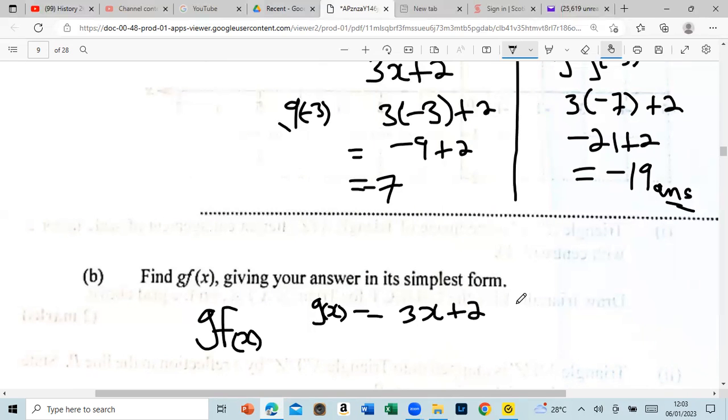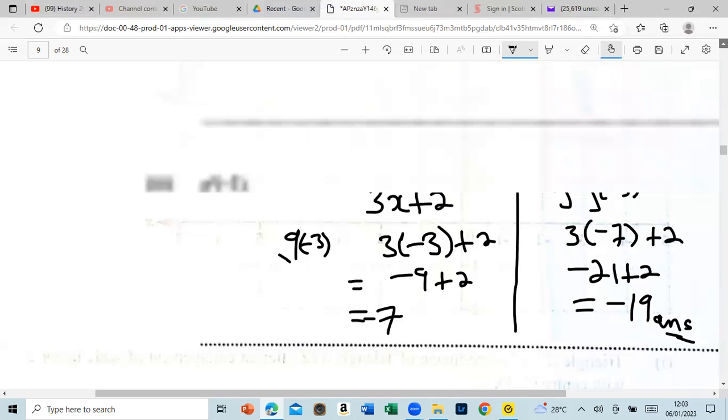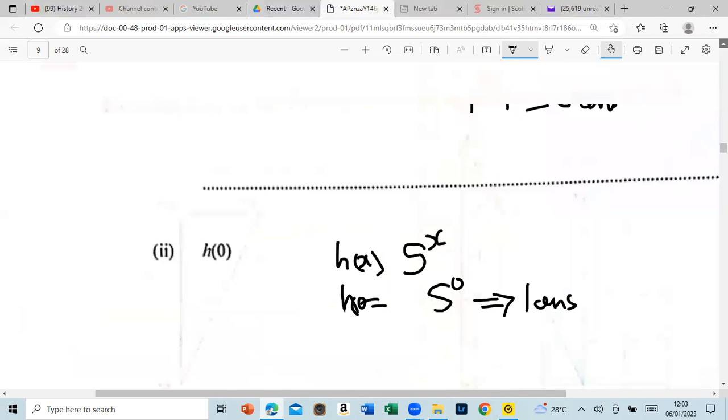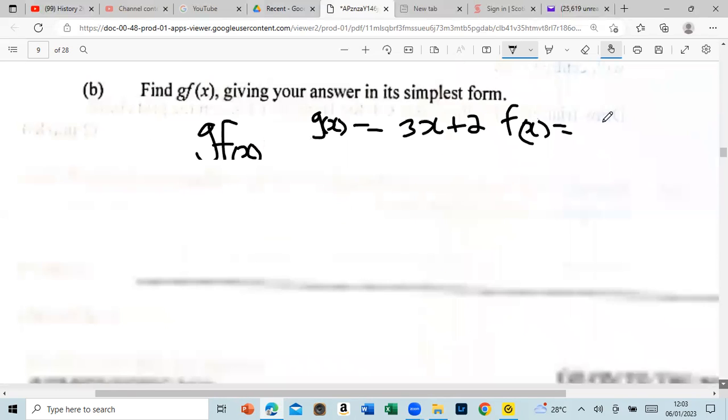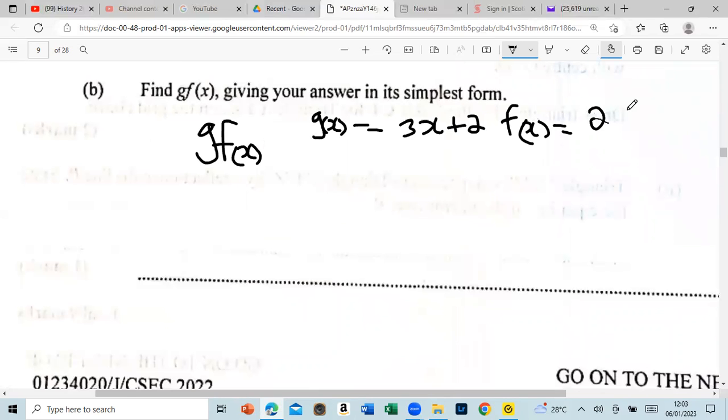Let's see what f of x was. F is 2x minus 1. Okay, so we're going to combine both of them. The rules state that we write back the last function, which is f in this case. So we're going to write back all of f.